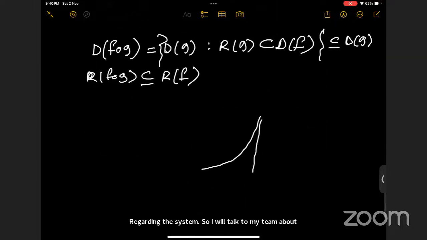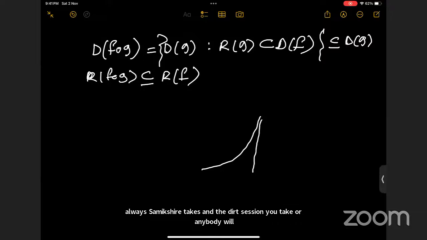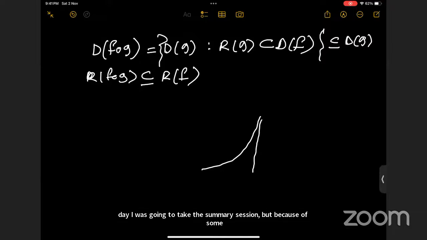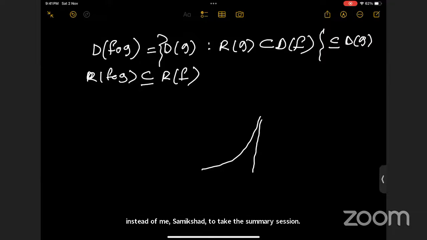Before you start, I just have a basic doubt. The summary session, does Samiksha always take it, and you take the doubt session, or can anybody take any session? No, this is not the case. Anybody can take anything. Okay, because I thought normally only she takes the summary and you take the doubt session. No, this is not the case. Actually, last day I was going to take the summary session, but because of some problem, I couldn't take it. So instead of me, Samiksha had to take the summary session. There is also one more instructor, right?